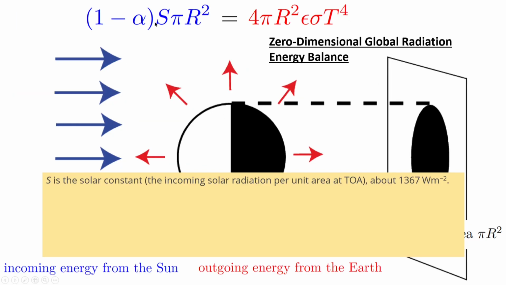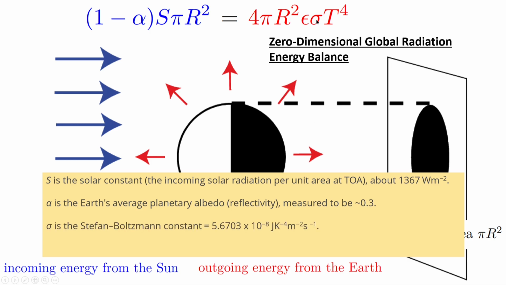So this S is the solar constant, which is the incoming solar radiation per unit area at the top of the atmosphere, and this value is about 1367 watt per meter square. Alpha is the Earth's average planetary albedo or reflectivity, and it's about 0.3. Sigma is the Stefan Boltzmann constant, and this epsilon is the effective emissivity of the earth.